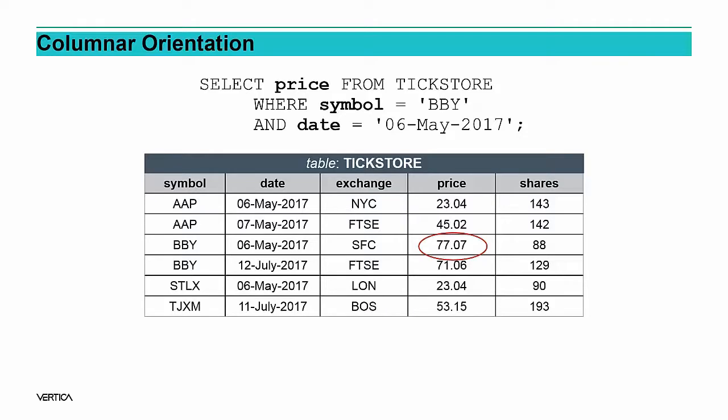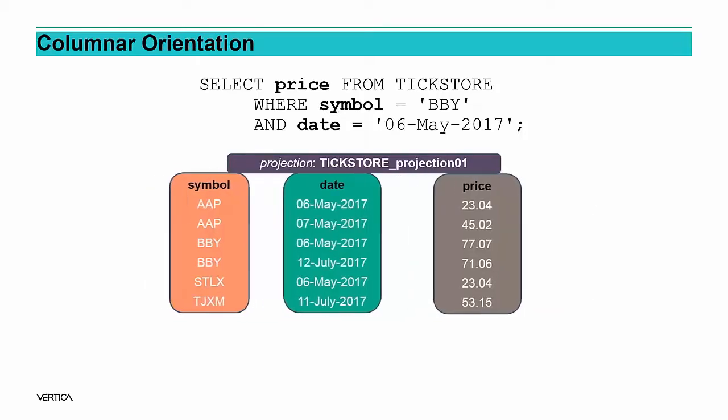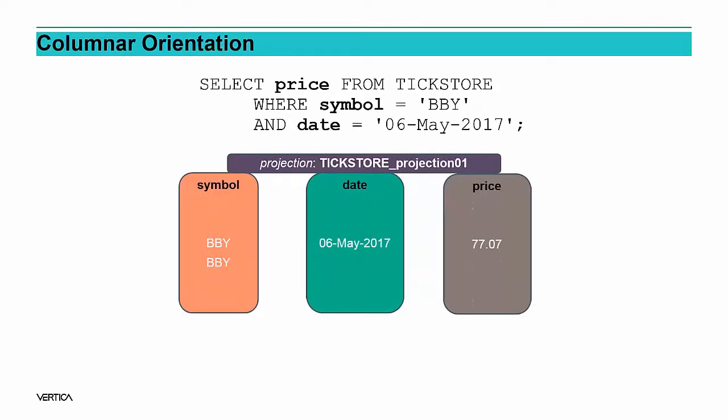In contrast, the Vertica database transforms the information from a table into a column-based structure we call projections. For this query, we're only referencing 3 of the columns from the table: symbol, date, and price. So these are the only columns that need to be contained in the projection. You will get a faster query response by not having to reference all of the information contained in the table.